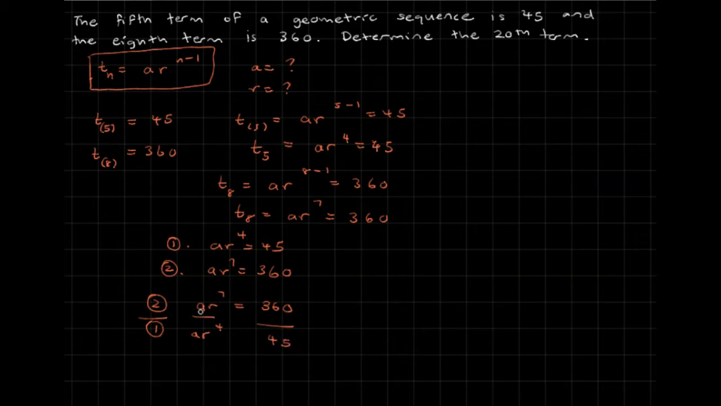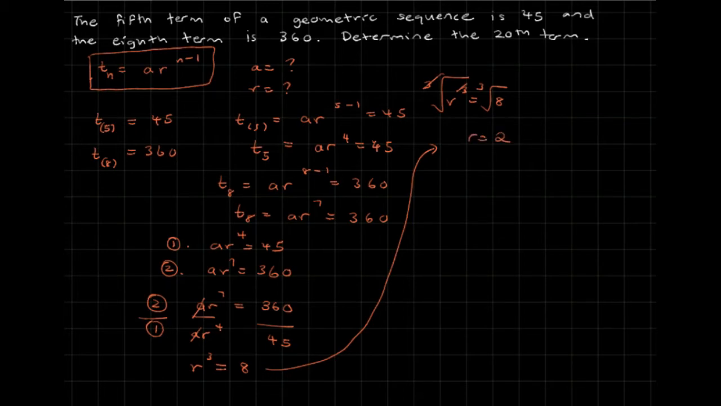360 divided by 45. a divided by a is 1. r to the power 7 divided by r to the power 4 is r to the power 3. We're using the exponent rule when it comes to dividing the same bases. So r cubed is equal to 360 divided by 45, which is 8. And because r cubed is equal to 8, if we take the cube root of both sides, r is equal to 2.